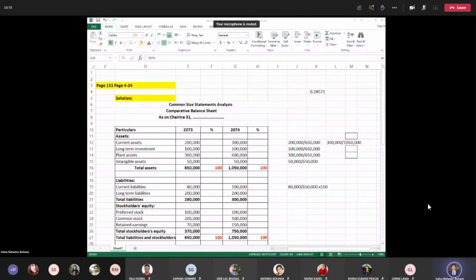Did you copy? On the top, you write down common size statement analysis, comparative balance sheet as on 31st Chaitra. Then you calculate the percentage, assuming total assets 100%.